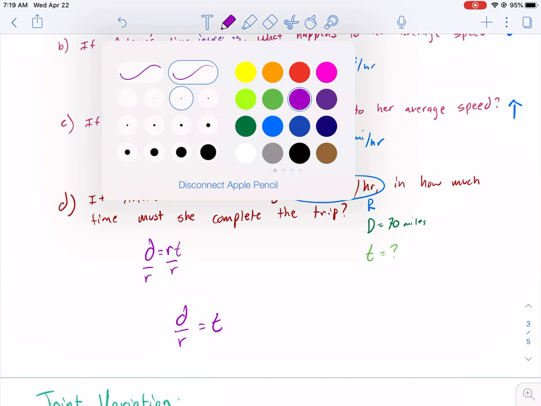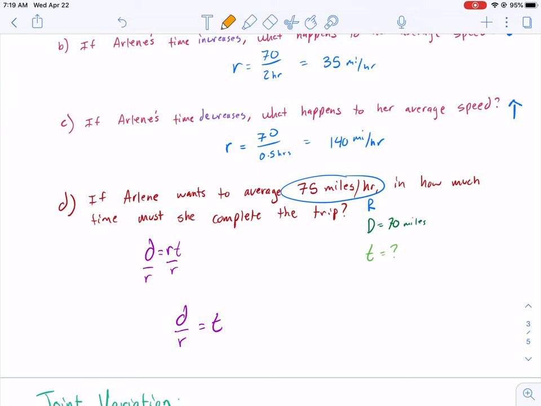Let's go ahead and input these values. I'll use orange this time. So we have 70 miles divided by our rate, which is 75, and that equals our time. You could either reduce this as a fraction or you could use a decimal. I think a decimal in this case is a little bit more clear. So the time equals 0.93 hours.